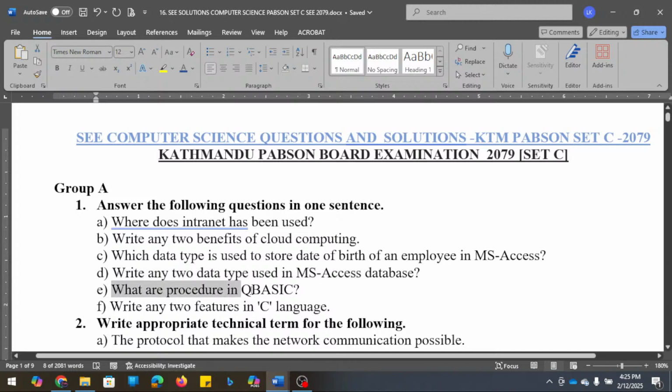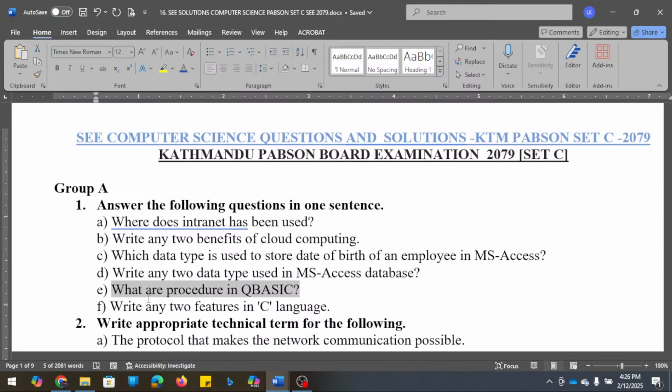What are procedures in QBasic? A procedure means a separate program that is dependent on the main module. It contains its own variables, inputs, outputs, statements, and whenever we need it, we call it from any other procedure.